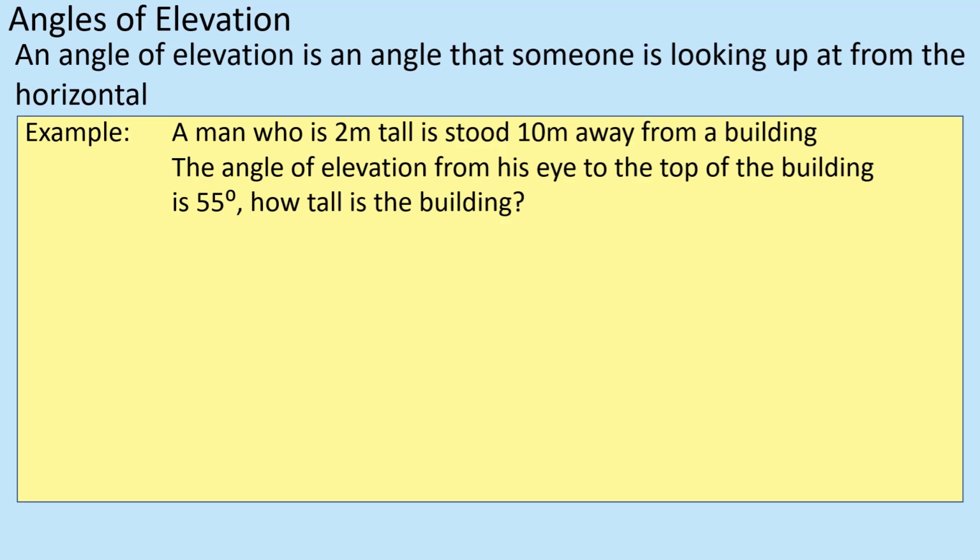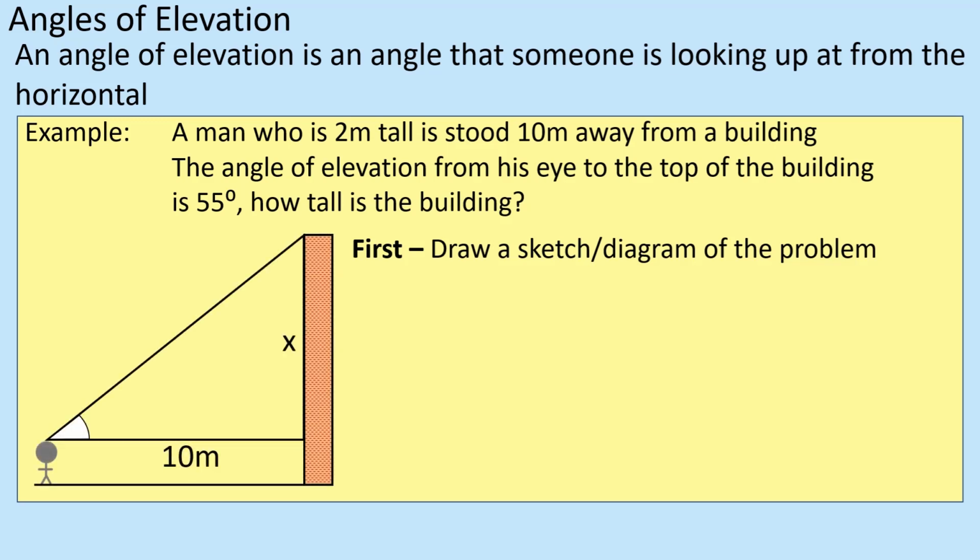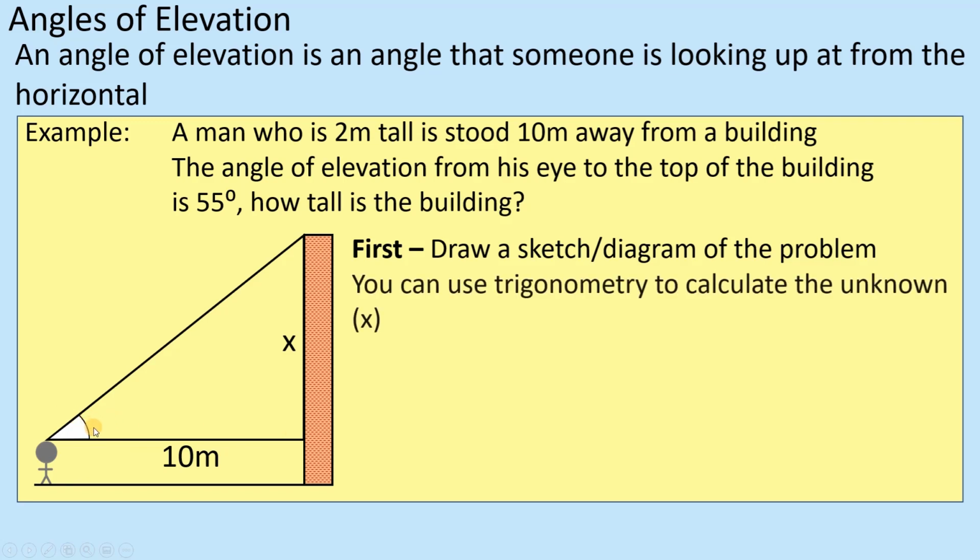to the top. So what you need to do is get yourself a little diagram so you can physically see it. Here we've got a man, and that's the building, of course. He's 10 meters away from the building, and the angle of elevation, this angle over here, is 55 degrees. How tall is the building? So what we're after is this height.